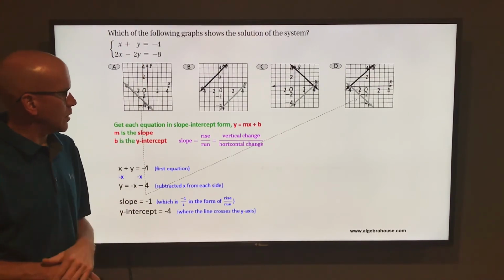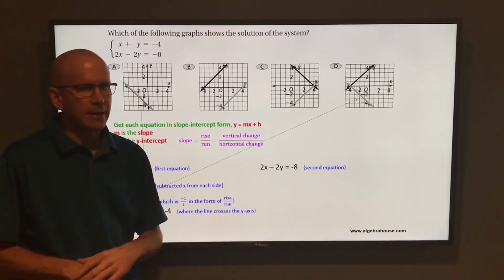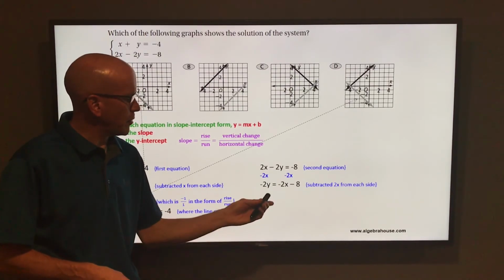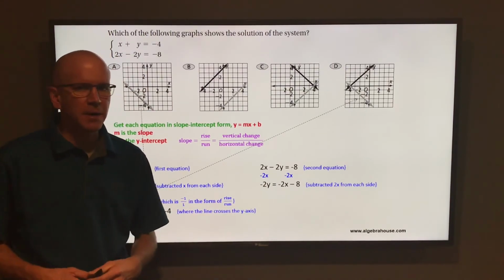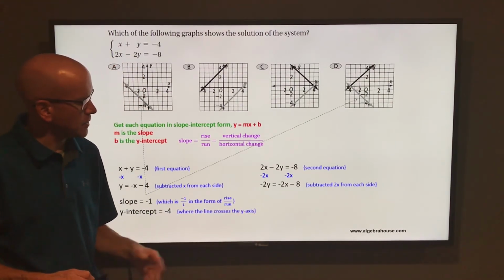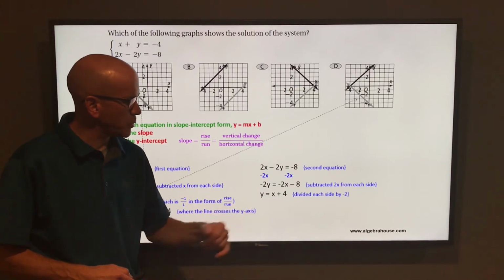Let's take the second equation, 2x minus 2y equals -8. Get that in slope-intercept form. Subtract 2x from each side. You end up with -2y equals -2x minus 8. And then divide each side by -2. So if you divide each side by -2, you get y equals x plus 4.